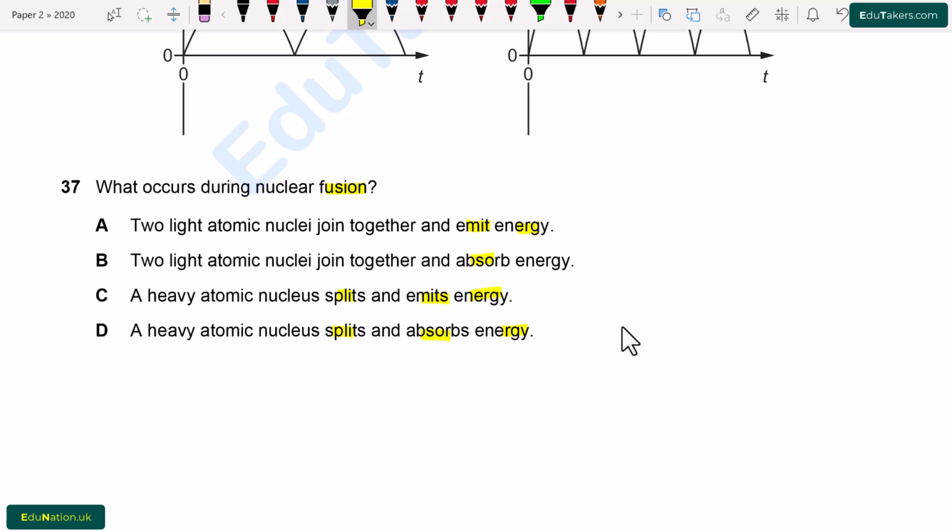So in fusion, basically there is the fusion of atomic nuclei. They join. So in options A and B, it is given that the two light nuclei join together. So this is basically the process of fusion, and either the energy is emitted or absorbed in this case. In fusion, there is the emission of a large amount of energy when the two light nuclei combine. So option A is correct. In B, it says that there is the absorption of energy, which is incorrect. In nuclear fusion, there is the emission of energy. So option A is correct.